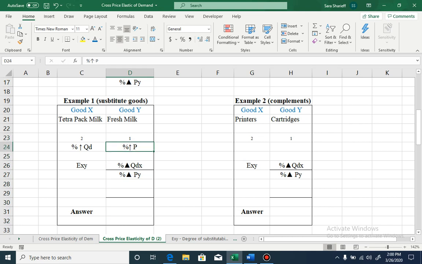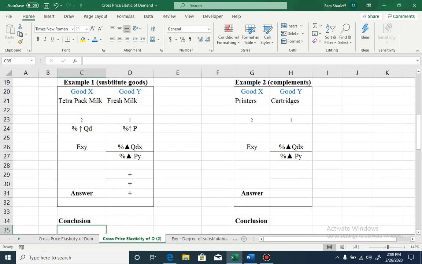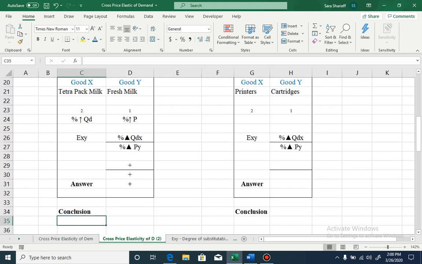A positive percentage change in price, that means your denominator is positive, right? And a positive percentage change in quantity demanded as well. That means your numerator is also positive. A positive number divided by a positive number is always positive. What is the conclusion? The conclusion is that the cross price elasticity of substitute goods is always positive, right?